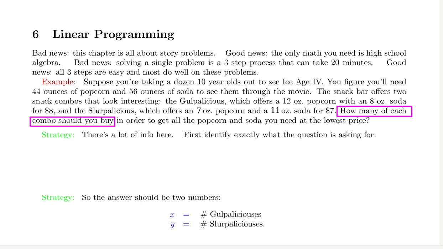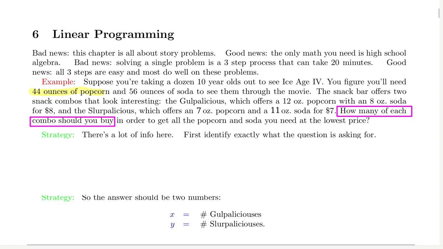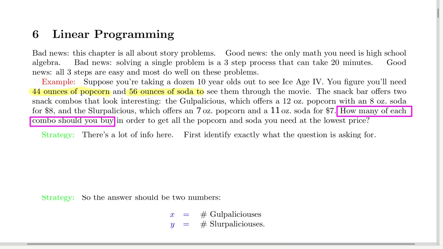And you look at the snack bar, and you see that they offer two snack packages. There's one called the Gulpalicious, which has 12 ounces of popcorn and 8 ounces of soda for $8. And then there's another one called the Slurpalicious, which offers 7 ounces of popcorn and 11 ounces of soda for $7. The question is, how many of each of the snack combos should you buy in order to get the required amount of popcorn and soda at a minimum price?